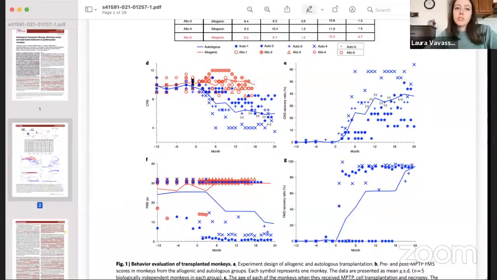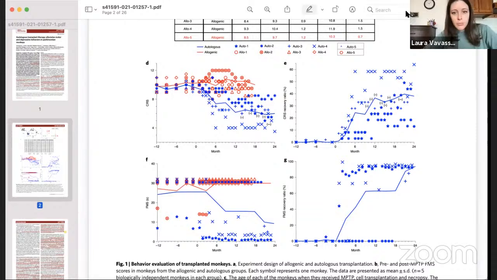And then after the transplant, the two groups differentiate. In red, we have the group which received the allogenic transplant, which more or less remained the same in performance. On the other hand, the autologous group started to show less and less Parkinsonian-like symptoms. This is more or less the same for the fine motor skills. So we see that only the autologous group shows an improvement in the performance.